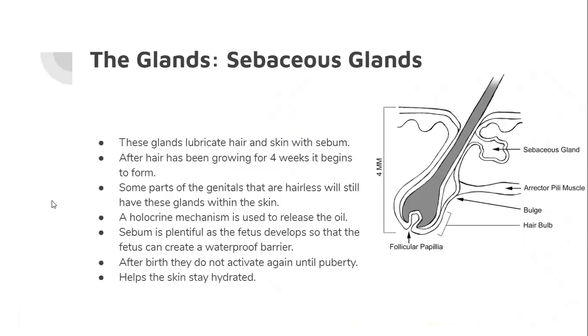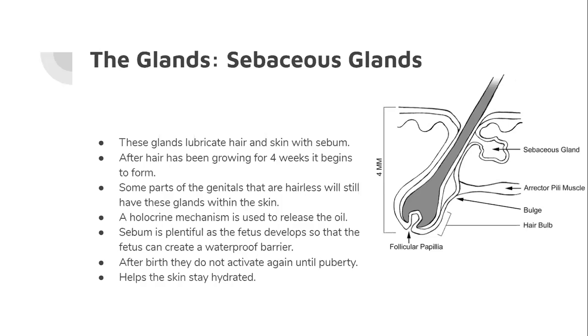The sebaceous glands lubricate. If you ever feel your hair is getting oily throughout the day and you need to wash, it's because of the sebaceous glands. That is hooked up right here. It's in the formation of the hair follicle itself, and it will bud right here and send those oils there. It's called sebum, and after about 4 weeks, it begins to form around the hair. Some parts of the genitals, we won't get into details, also have sebaceous glands, even though there's no hair on those surfaces.